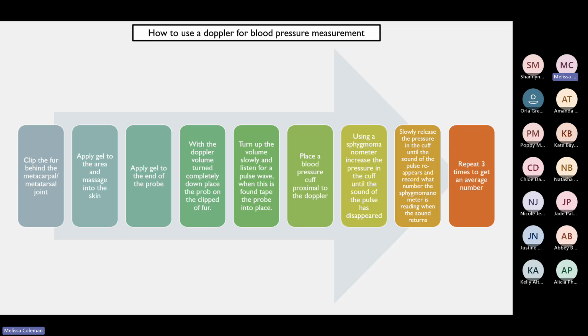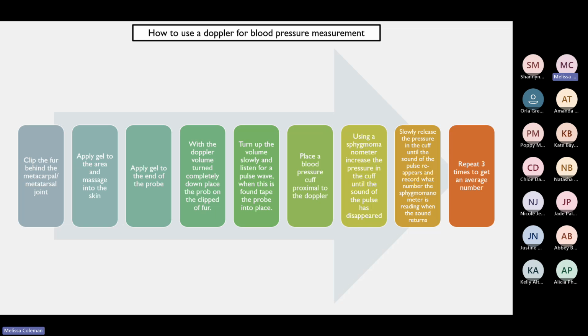How do we use a Doppler? So we best clip the fur behind the metacarpal or the metatarsal joint. We'll get Abby in a minute and try it. And then we want to apply gel to that area, rub it in and make sure that it's nicely rubbed into that area.